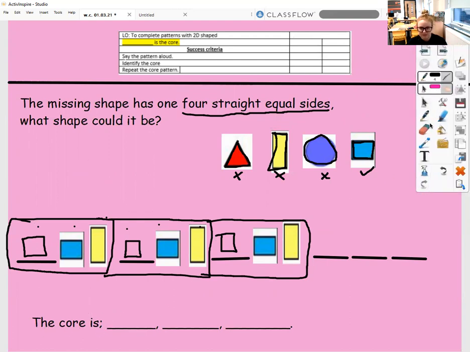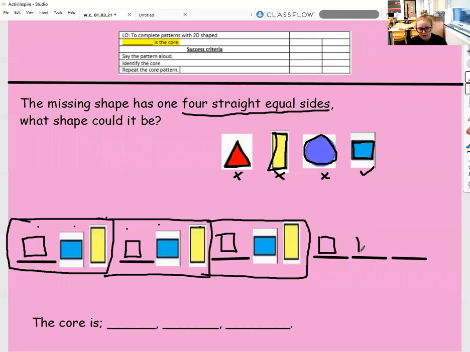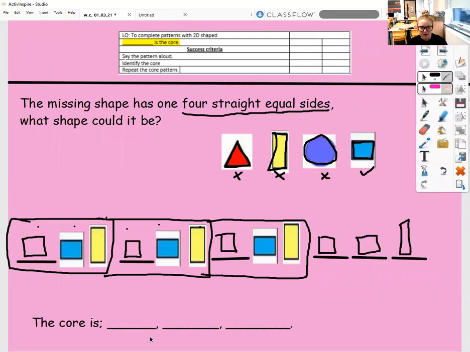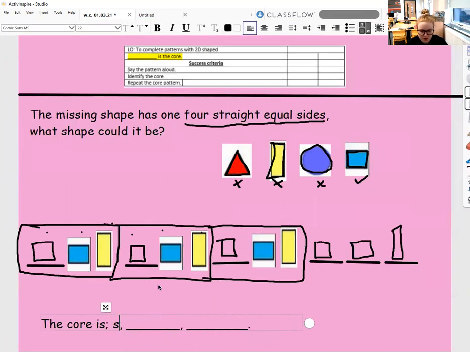The core is, or I can complete my pattern first. So the core is square, square, rectangle. And I'm going to complete my sentence. The core is square, square, rectangle.